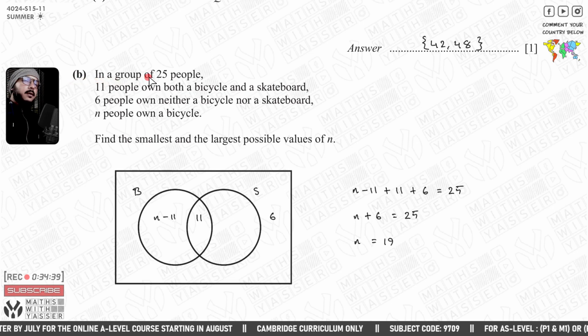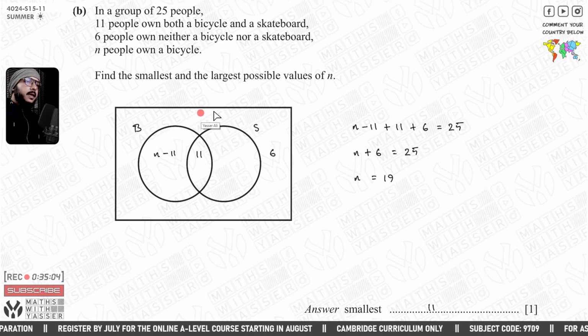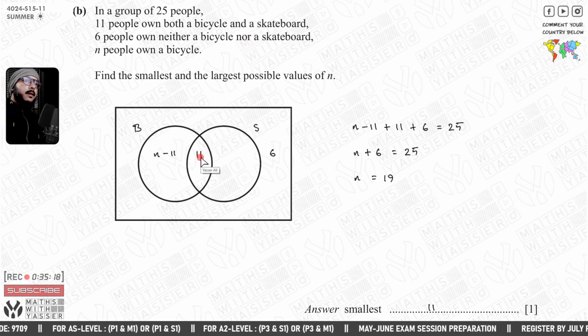In part B, it says, in a group of 25 people, 11 people own both a bicycle and a skateboard. 6 people own neither a bicycle nor a skateboard. n people own a bicycle. We need to find the smallest and the largest possible values of n. So we can create a Venn diagram. B represents bicycle and S represents skateboard. Since 11 people own both of them, the number 11 can be placed in the intersection, and 6 must be placed outside since it represents people who own neither a bicycle nor a skateboard.